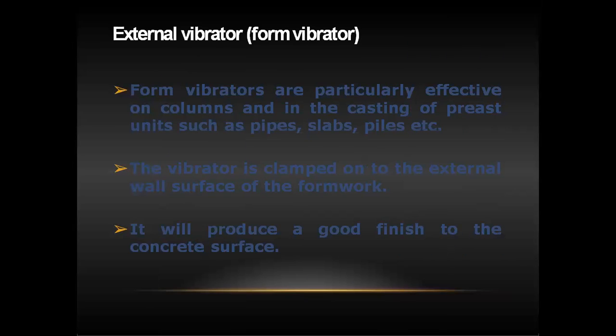External vibrator is also known as foam vibrator. Foam vibrators are particularly effective on columns and in the casting of precast units such as pipes, slabs, piles, etc. The vibrator is clamped onto the external wall surface of the formwork. It will produce a good finish to the concrete surface.